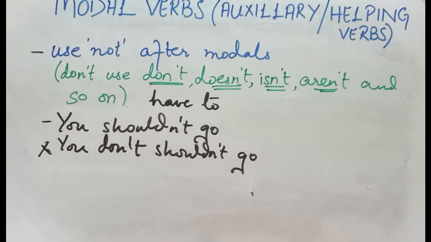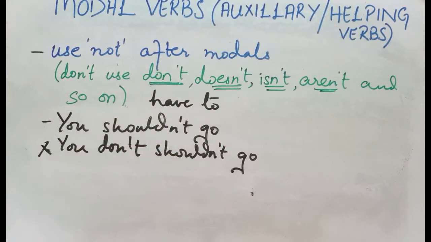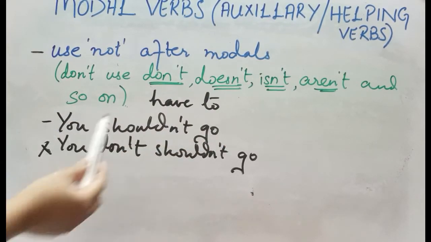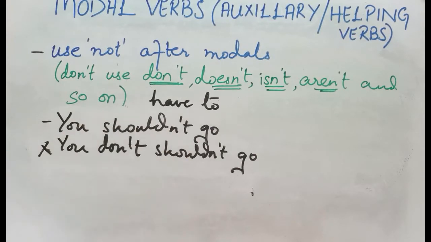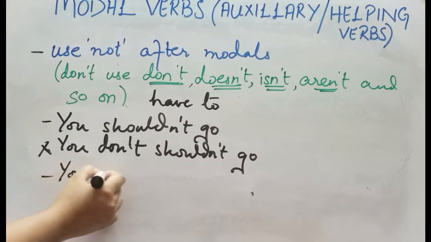This is the rule: with modals followed by not, you are not going to use don't, doesn't, isn't, and aren't. But there's an exceptional case, which is have to. Have to can be used with don't or doesn't. For example, you don't have to go there.